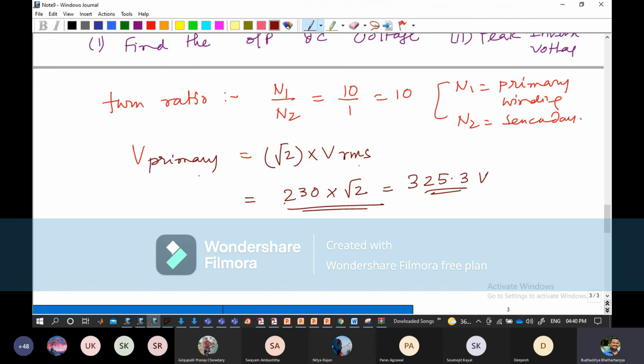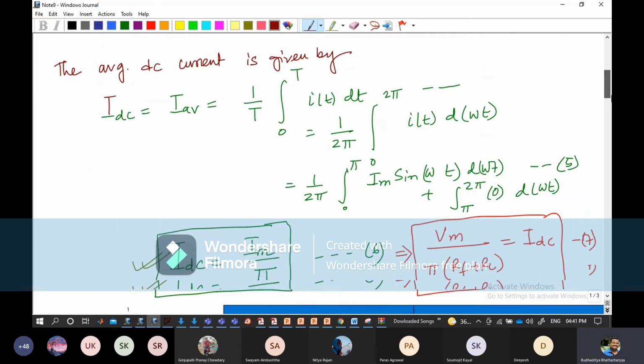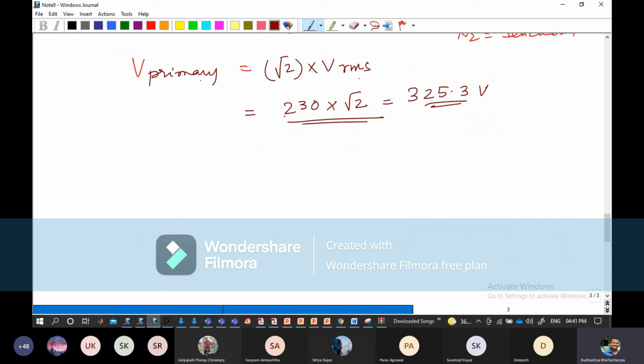This is the primary voltage. So what does that mean? 230 volt is supplied over here. After this region, if I write it about the coil, the voltage is actually 325 and not 230. Okay, so that is given over here. So this is my primary voltage, and this happens to be the source to the next circuit.